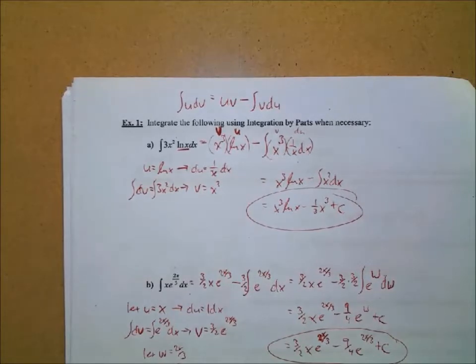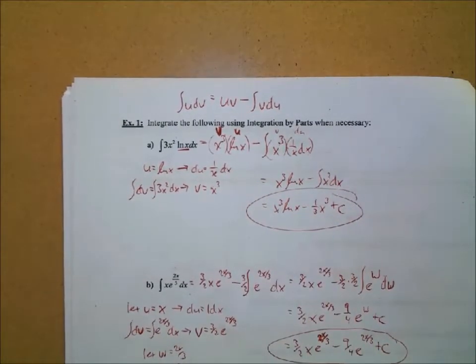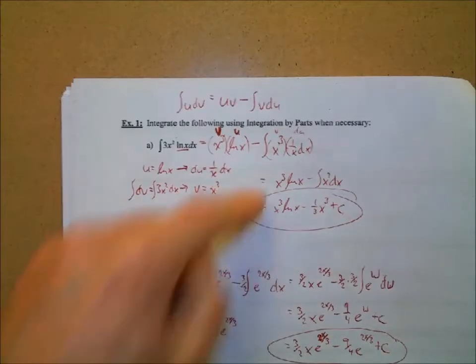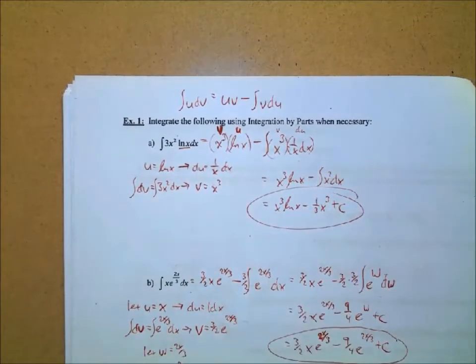And at this point we're done, right? Because there's nothing left to integrate. So that is our final solution: x cubed natural log x, minus 1/3 x cubed plus c. Okay? This part continues right through, but we have to integrate that still there. So we got the final answer. And of course, don't forget the plus c, it is an indefinite integral.